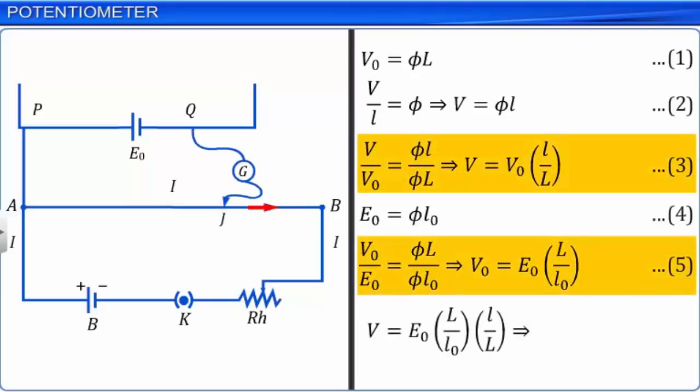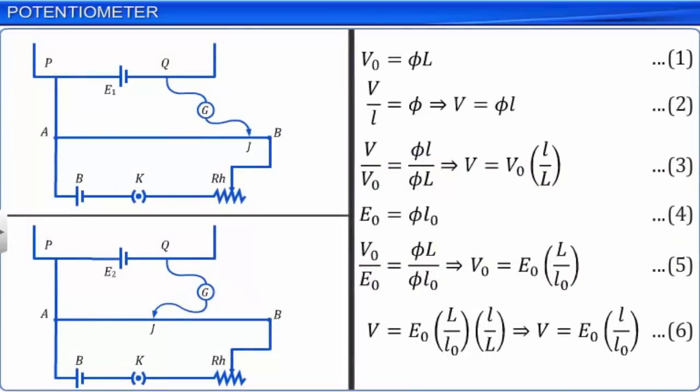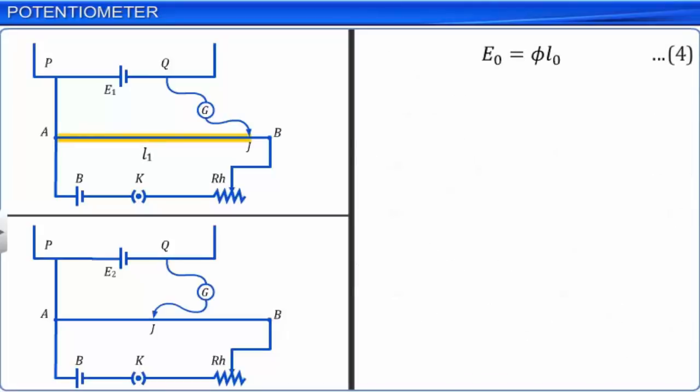To compare the EMF of two cells with EMF as E1 and E2, they are connected in a secondary circuit separately, one after the other, and the corresponding balancing length of the potentiometer wire for each cell is found. Let L1 be the balancing length for the cell of EMF E1, and L2 be the balancing length for the cell of EMF E2. Then, we get E1 is equal to phi L1 and E2 is equal to phi L2. Thus, the ratio E1 to E2 is equal to the ratio L1 to L2. Let this be equation 7. This equation shows the comparison of the EMF of the two given cells.